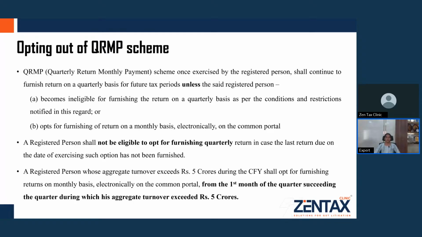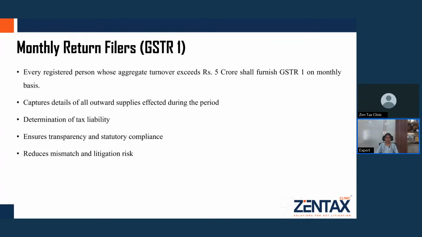A person who opts to file GSTR-1 on a monthly basis shall opt for monthly filing on the common portal from the first month of the quarter succeeding the quarter during which his aggregate turnover exceeded ₹5 crores.